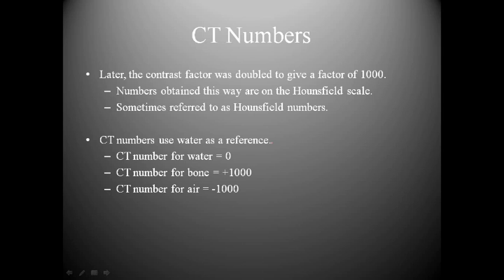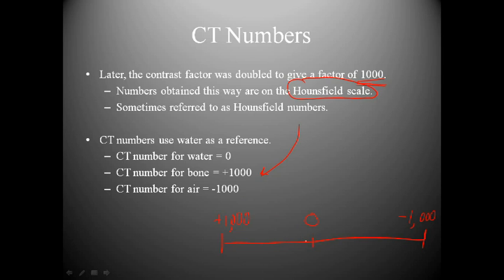Later, the contrast factor was doubled, giving it a factor of 1,000. Numbers obtained this way are on the Hounsfield scale. So the Hounsfield scale has several numbers. You have plus 1,000, you have 0, and then you have a negative 1,000. And so usually we say that the numbers fall somewhere in this area.